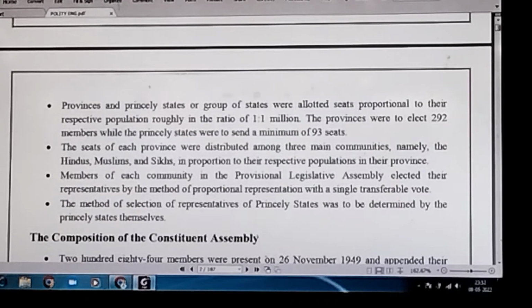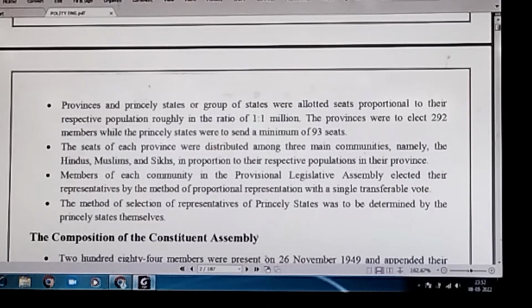Province and princely states or group of states were allotted seats proportional to their respective population, roughly in the ratio of 1:1 million. 1 million is equal to 10 lakh people. The provincials were to elect 292 members, while the princely states were to send a minimum of 93 seats.